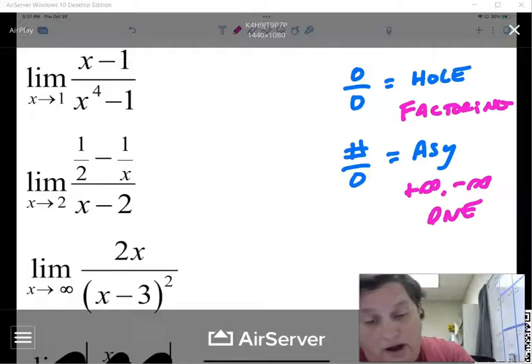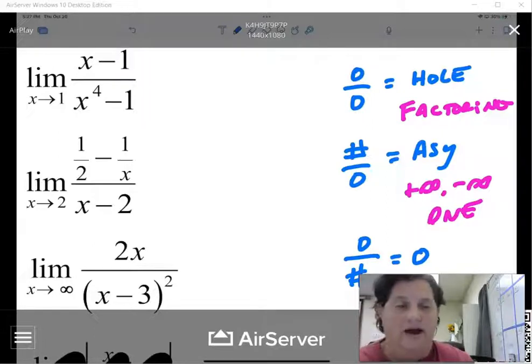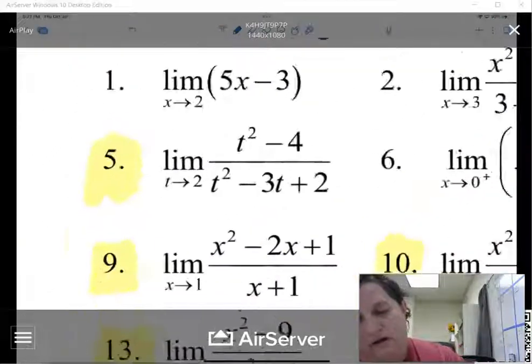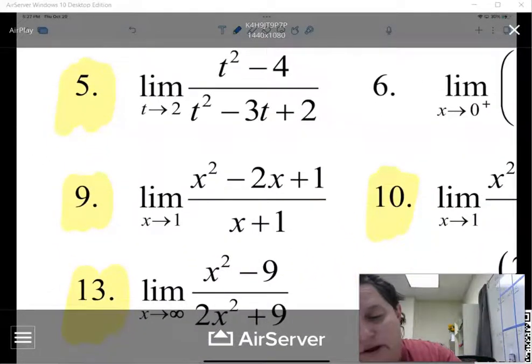So we'll talk about how to get that, but that's because it's going like to an asymptote like that. Okay? If you get 0 over a number, it's just 0. I can divide 0 by something and just get 0. That's totally fine. All right? So those are some things we want to remember. Okay, so starting at number 5. When I plug in 2 right here, I get 0.